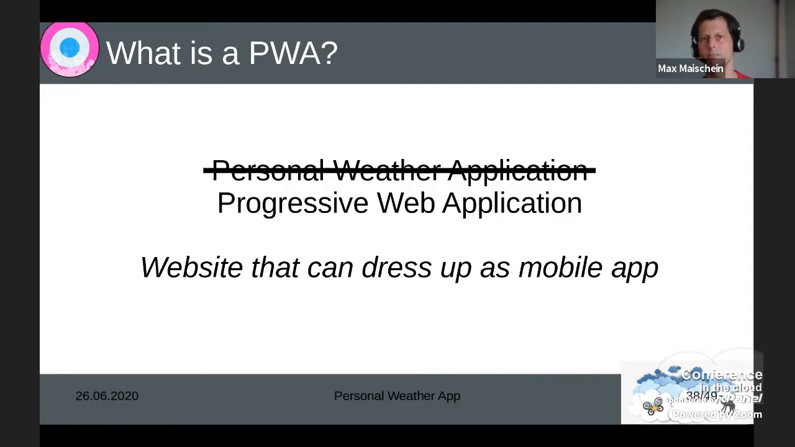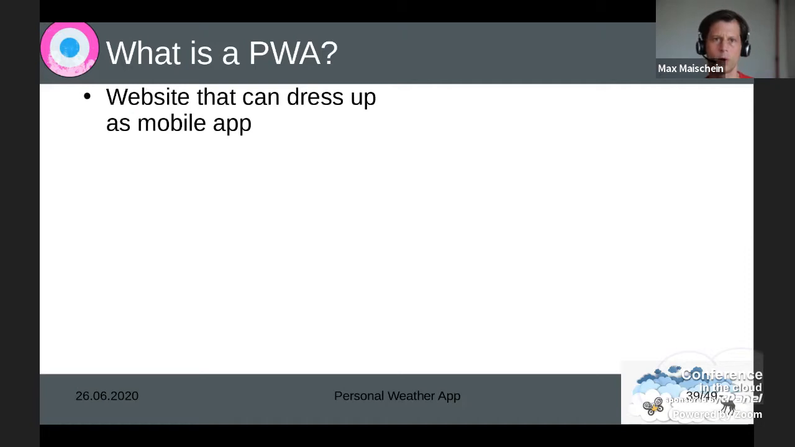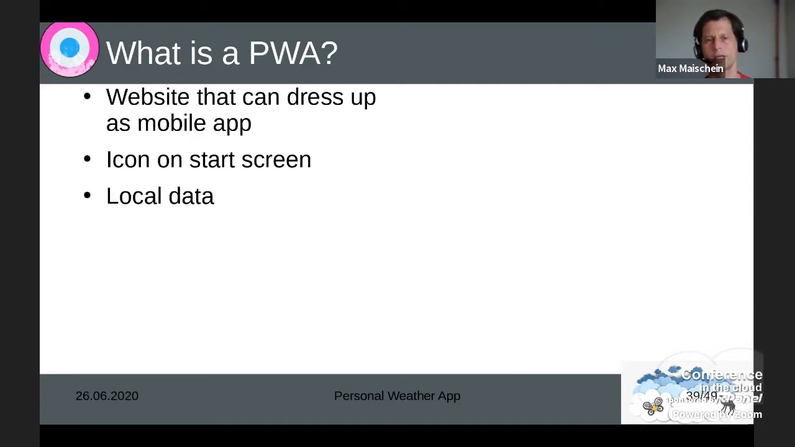So yeah, that's the basic overview of the 3 or 2 applications that I showed. There is a bit more about a PWA than just a website that can dress up as a mobile app, because a PWA can also put an icon on the start screen and also hide the browser address bar. It can store more local data than a simple web page can, and it can even display notifications on your mobile phone or in the browser.